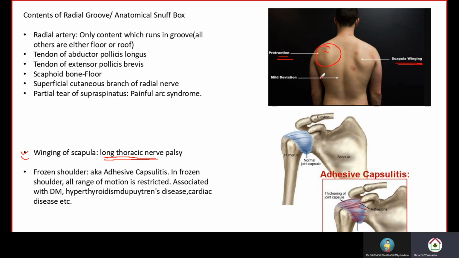Frozen shoulder is also known as adhesive capsulitis. What happens in adhesive capsulitis? All ranges of motion are restricted. It is associated with diabetes mellitus, hyperthyroidism, Dupuytren disease, cardiac disease, etc. So this is about frozen shoulder.